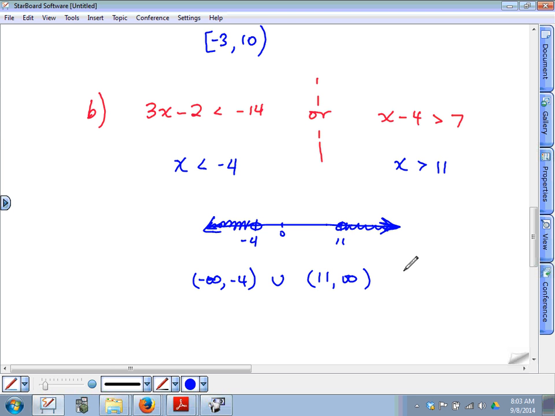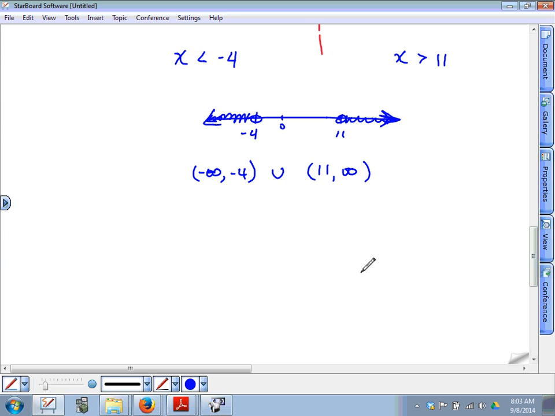So if there aren't any questions on this, let's move on to quadratic inequalities. These are fun. More fun than linear. And it's all leading up to the most fun, rational inequalities. So, quadratic inequalities.